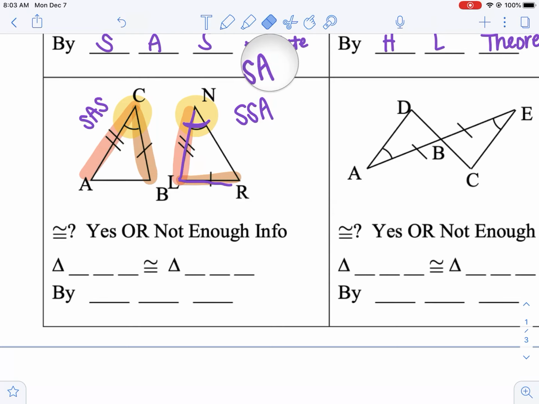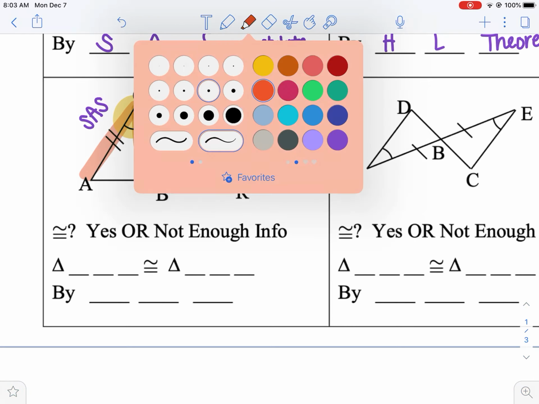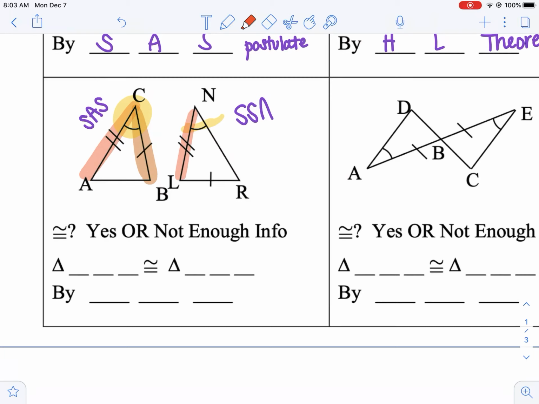That is where we can see, oh no, we do not have enough information to state that these triangles are congruent. If they were both the same postulate, a side angle side postulate, then it would work, but we do not have enough information to state that these are congruent.